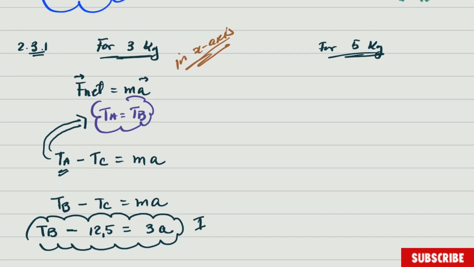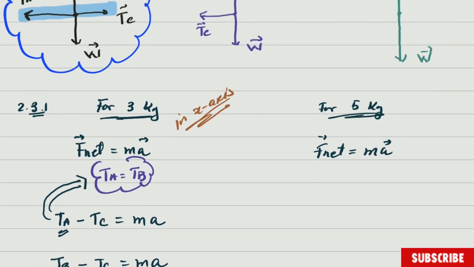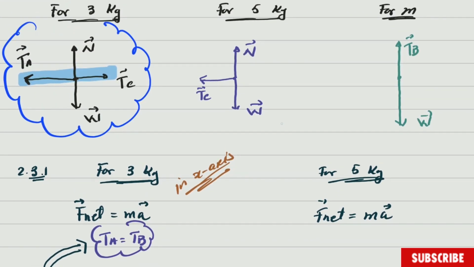We are going to do the same for the 5 kilogram block. Newton's second law, F net is equal to MA. There we go. And now we are going to go to the free body diagram for the 5 kilogram block, which is this one here. Remember, we're working in the x-axis, so the only force acting there is the tension in C.